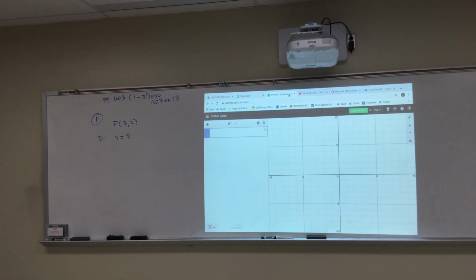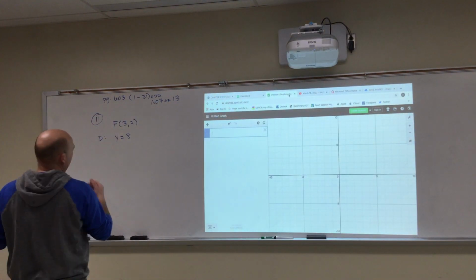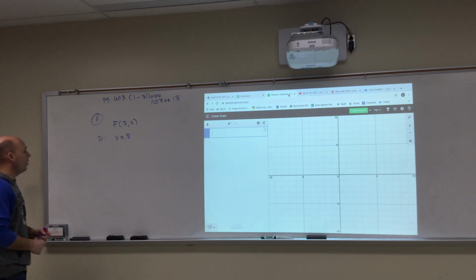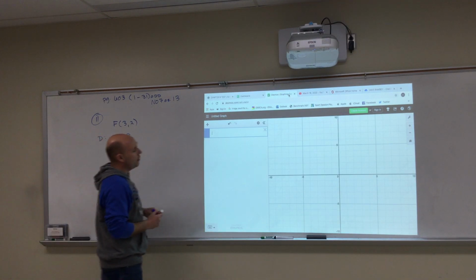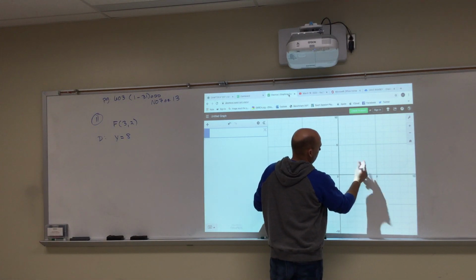All right, so the last problem I'm going to go over is number 11. And number 11 is kind of going a different way. We have to be able to write an equation based on what is given to us here. First thing I'm going to do is mark where my focus is at. So I'm going to go to 3, 2 and mark my focus.